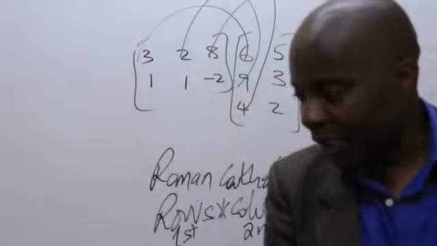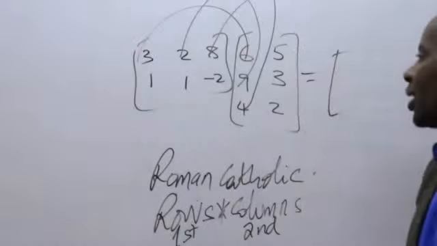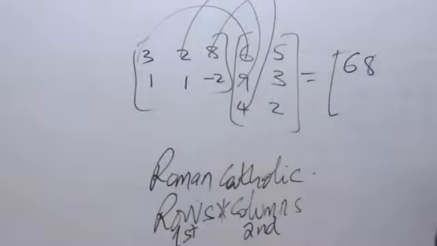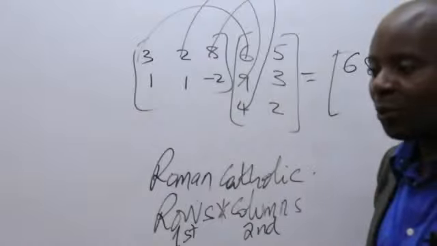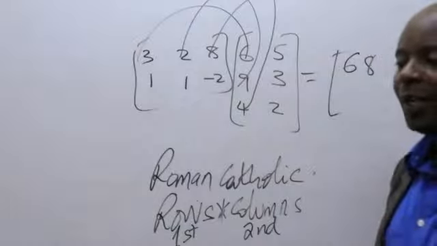Aha, somebody, Denise here, is able to give me 68. Listen to me very well. Matrix multiplication is a very beautiful thing.